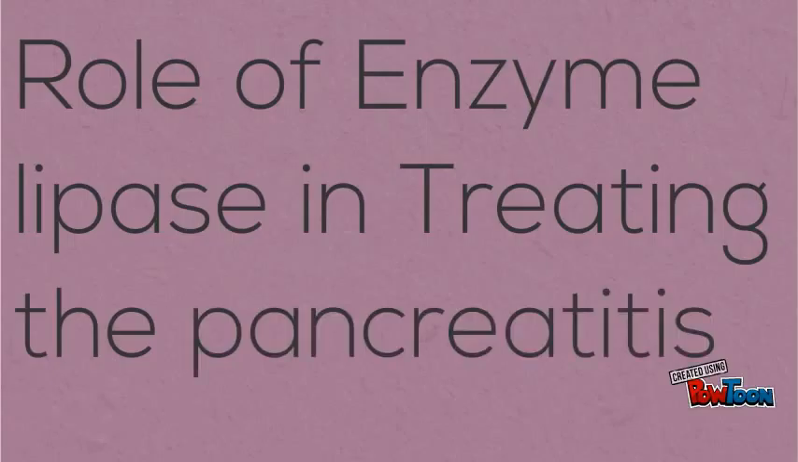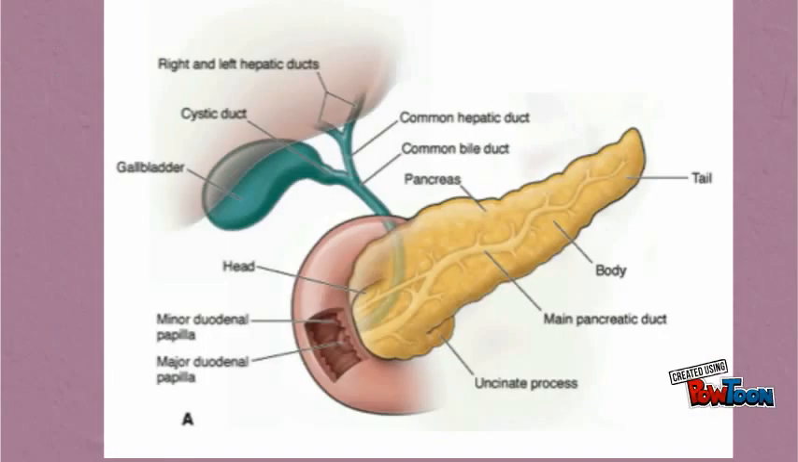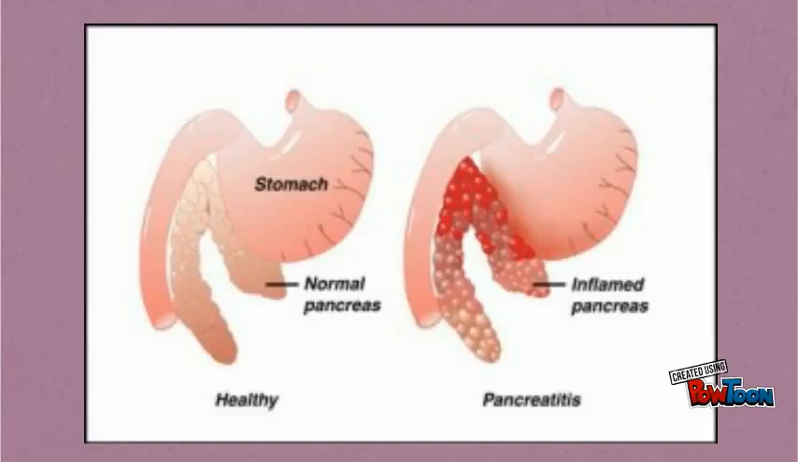But in this video, we will be discussing the role of the enzyme lipase in treating pancreatitis. First of all, the pancreatic enzymes help to break down the fats, carbohydrates, and proteins. A normally functioning pancreas secretes about 8 cups of pancreatic juice into the duodenum every 24 hours. The secreted fluid contains the pancreatic enzymes, which help in digestion, and it uses bicarbonate to neutralize the stomach acid as it enters the small intestine.